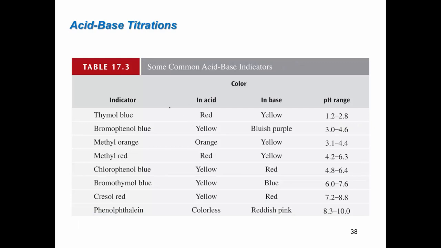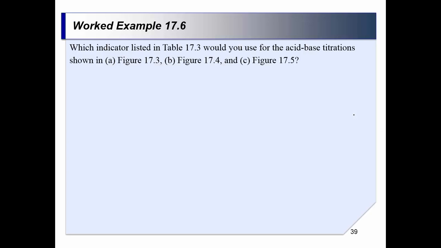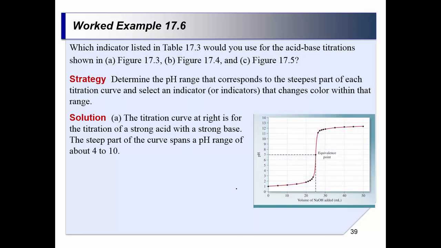You do not need to memorize this, but you might be asked to pick which indicator to use given the pKa of an acid, and the answer would lie in the pKa being approximately equal to or involved in the pH range. So which indicator would you use for the acid-base titrations shown in figures 7.3, 7.4, or 7.5? Well, you need to have access to those figures first. So here is 7.3, and this is a strong acid, strong base. A pH range from about 4 to 10 would be ideal. So we need something that's going to change color around here.